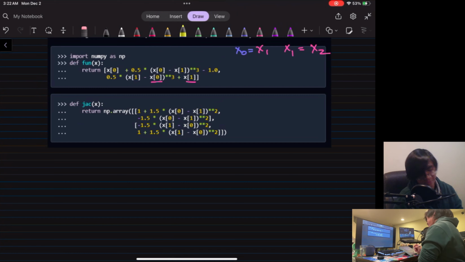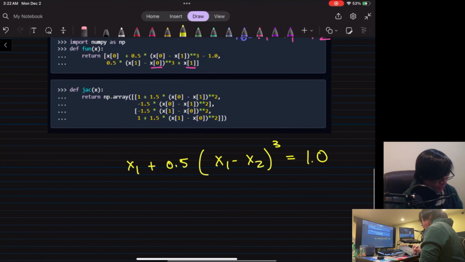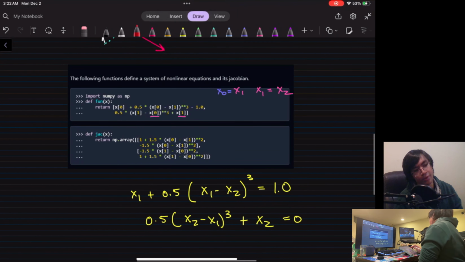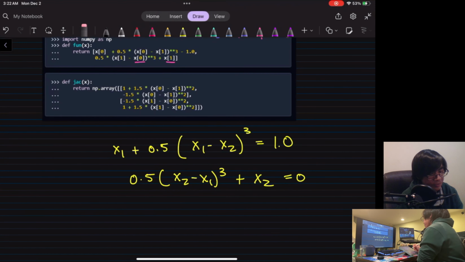So if I wrote this in terms of an equation, we would normally see it as, let's see, x1 plus 0.5 times (x1 minus x2) cubed equal to 1. And then the other component equation would be 0.5 x2 minus x1 cubed, again, plus x2 equal to 0. So for the root solver, just like we did with our equations where we set them equal to 0, well, for the Jacobian, we'll need this as well. We need to return these as 0 since we're doing the root solver.